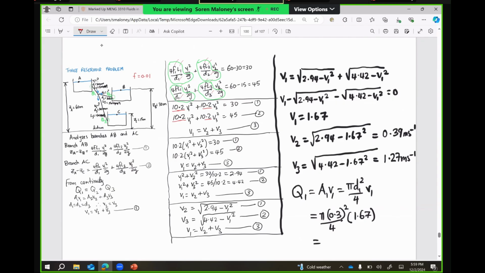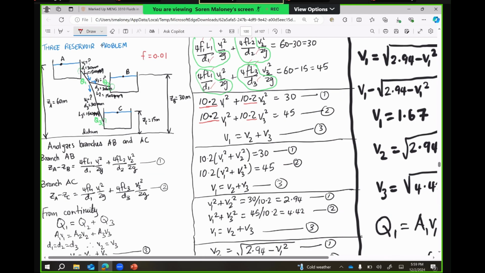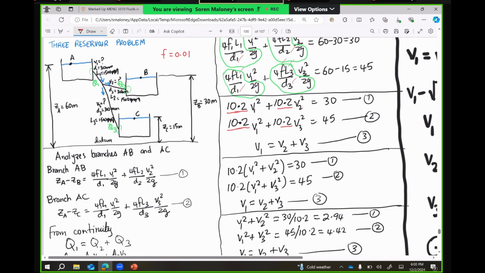And here I've set it up for you already. So we have this tree reservoir. We have reservoir A, B, and C. We have the branches. We have a pipe leaving reservoir A, and then it's splitting. But now one branch is going to one reservoir, and the other branch is going to another reservoir. So the first branch is going to reservoir B, the second branch is going to reservoir C.